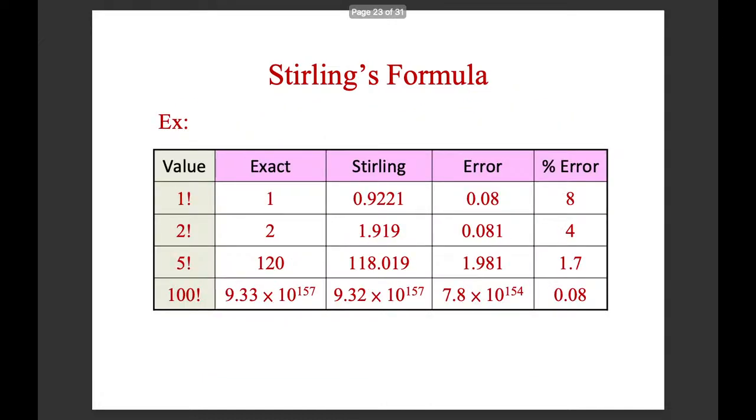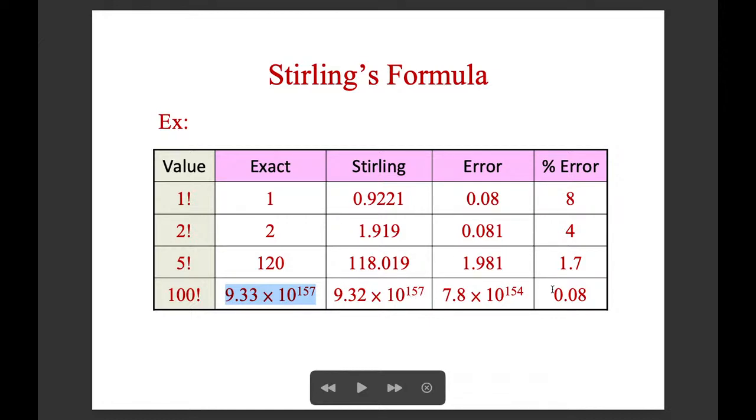So this is an example. If you are talking about 1 factorial, the absolute error is something like 0.08, and the percentage error is 8. But when you look at a larger number, 100 factorial, the absolute error is a very large number, something times 10 to the power 154. This is an astronomically large number. But on the other hand, if you look at the percentage error, this is Stirling's approximation. This is the exact value. So they look really, really close to each other. Both of them are something like 9.3 something multiplied with 10 to the power 157.